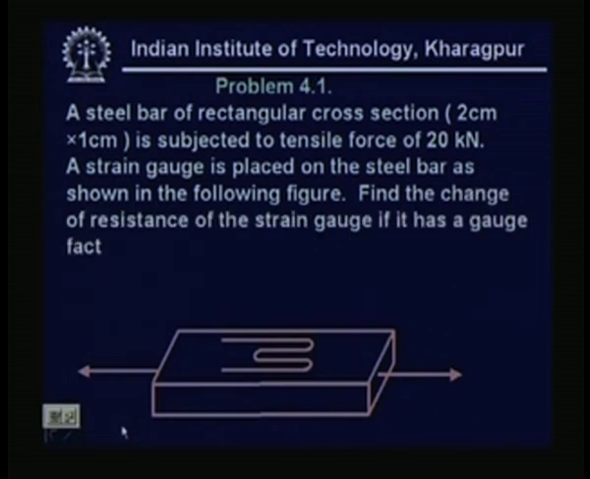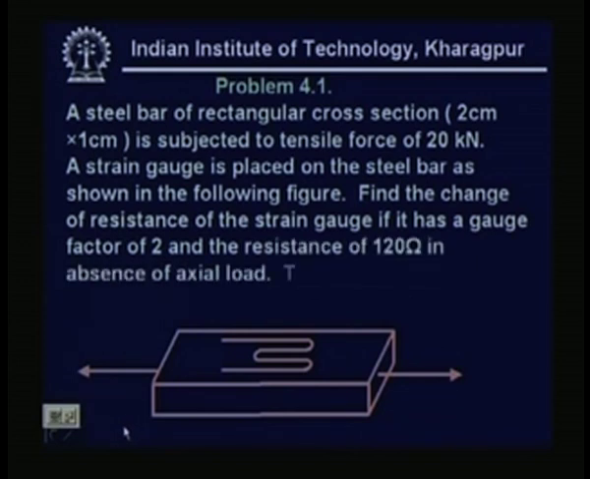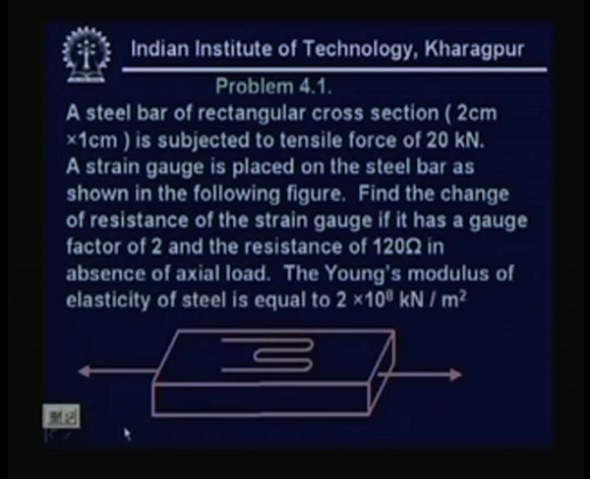Find the change of resistance of the strain gauge if it has the gauge factor of 2 and the resistance of 120 ohm in absence of the axial load. The Young's modulus of elasticity of the steel is equal to 2 into 10 to the power 8 kilonewton per meter square. It is no question of bridge or anything, simple problem we have given.